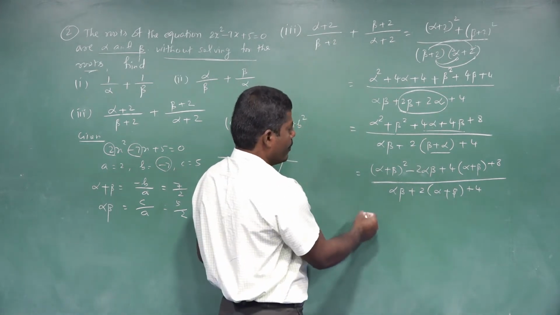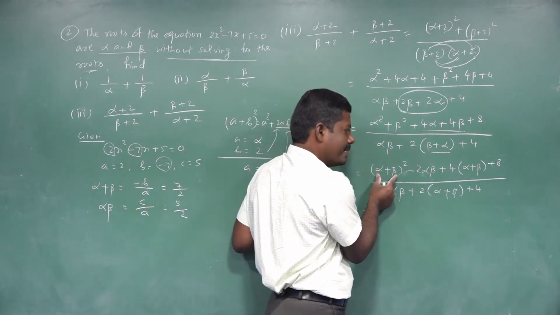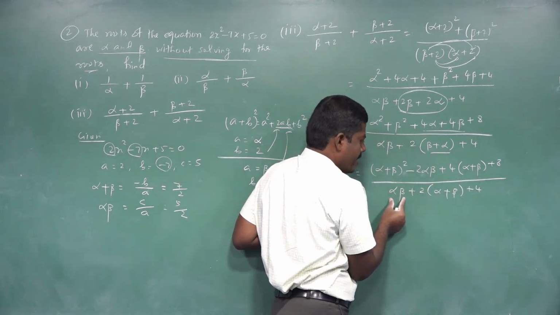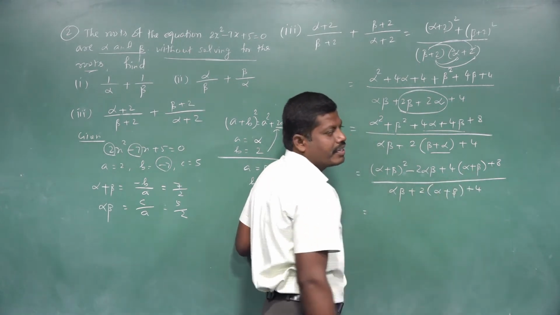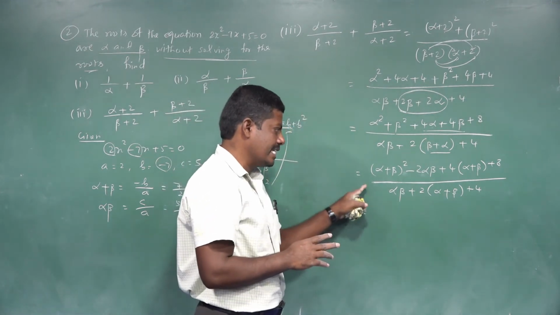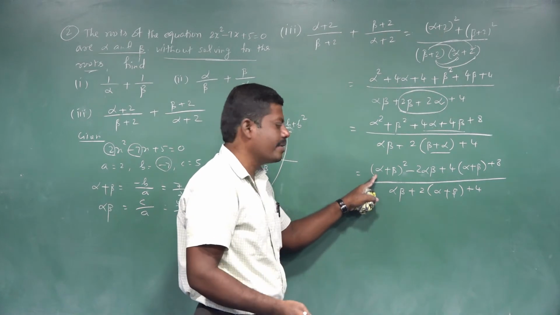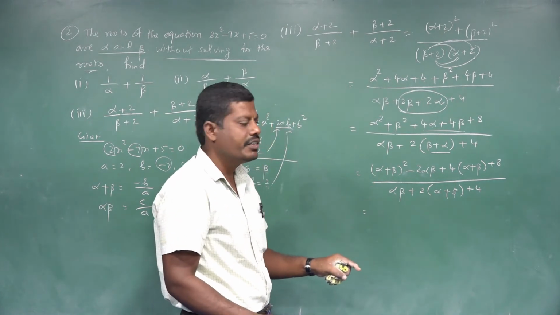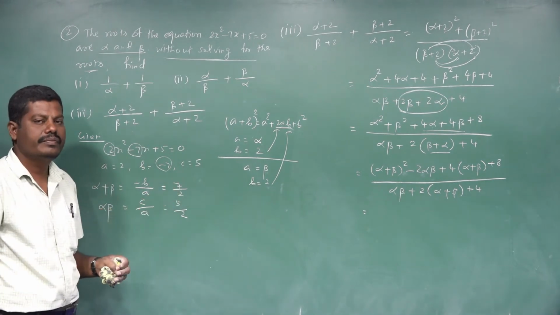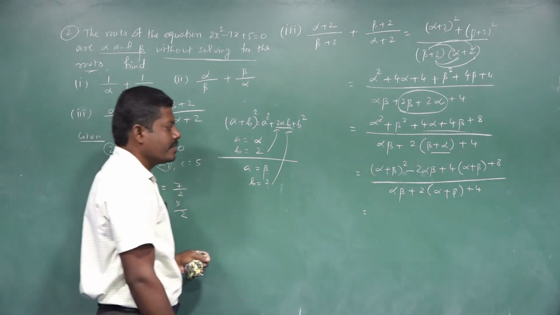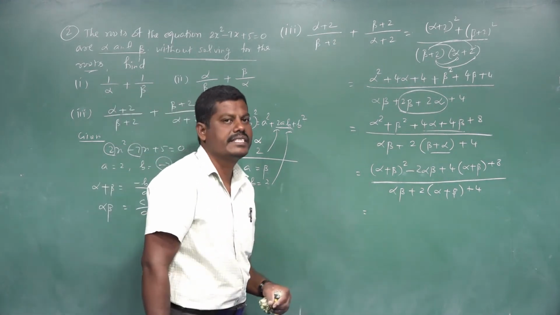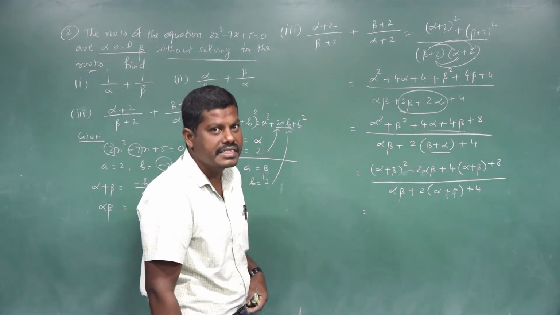Understand? Now this expression is in terms of alpha plus beta and alpha beta. Already we know the alpha plus beta value and alpha beta value. Now we can substitute. Understand? We want to substitute the alpha plus beta value and alpha beta value in this expression. Then only we get the answer for this question.